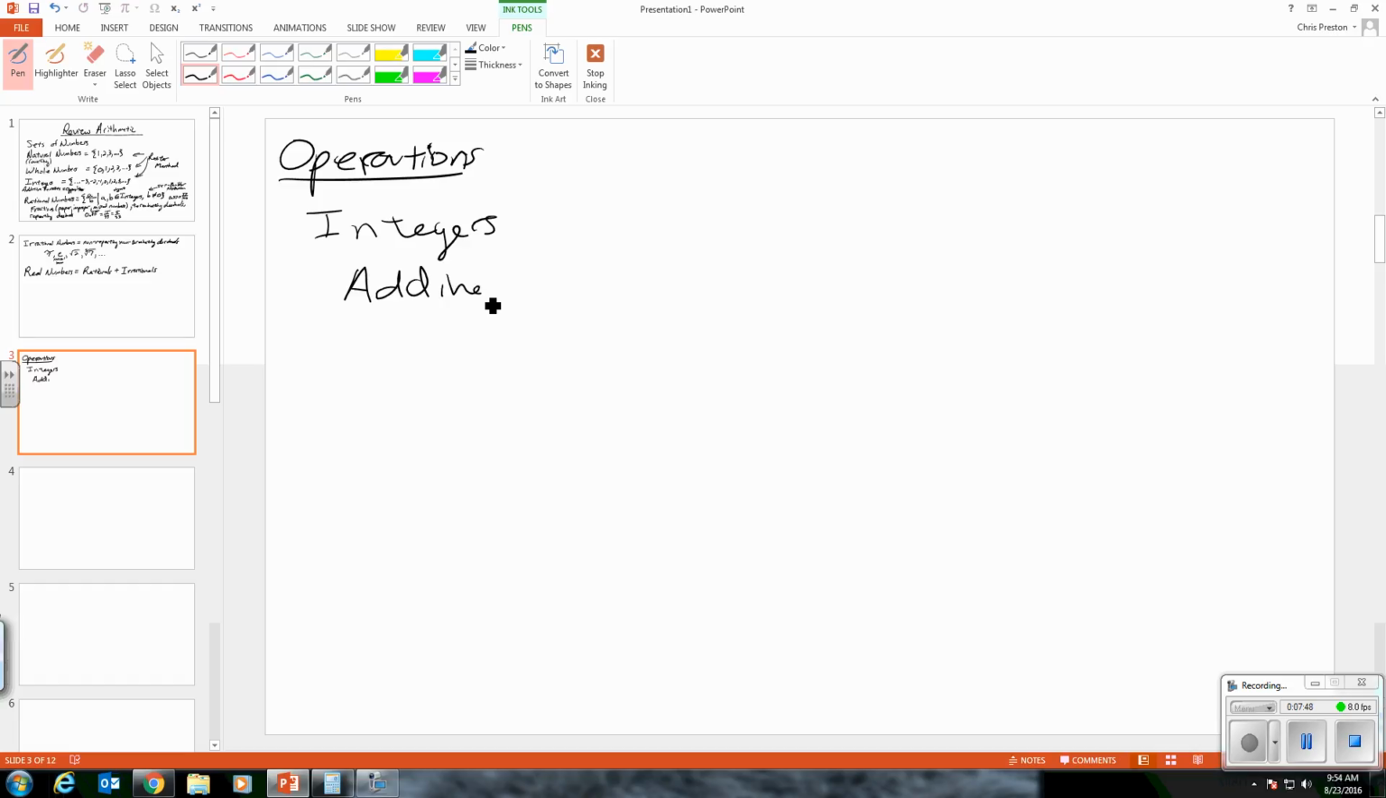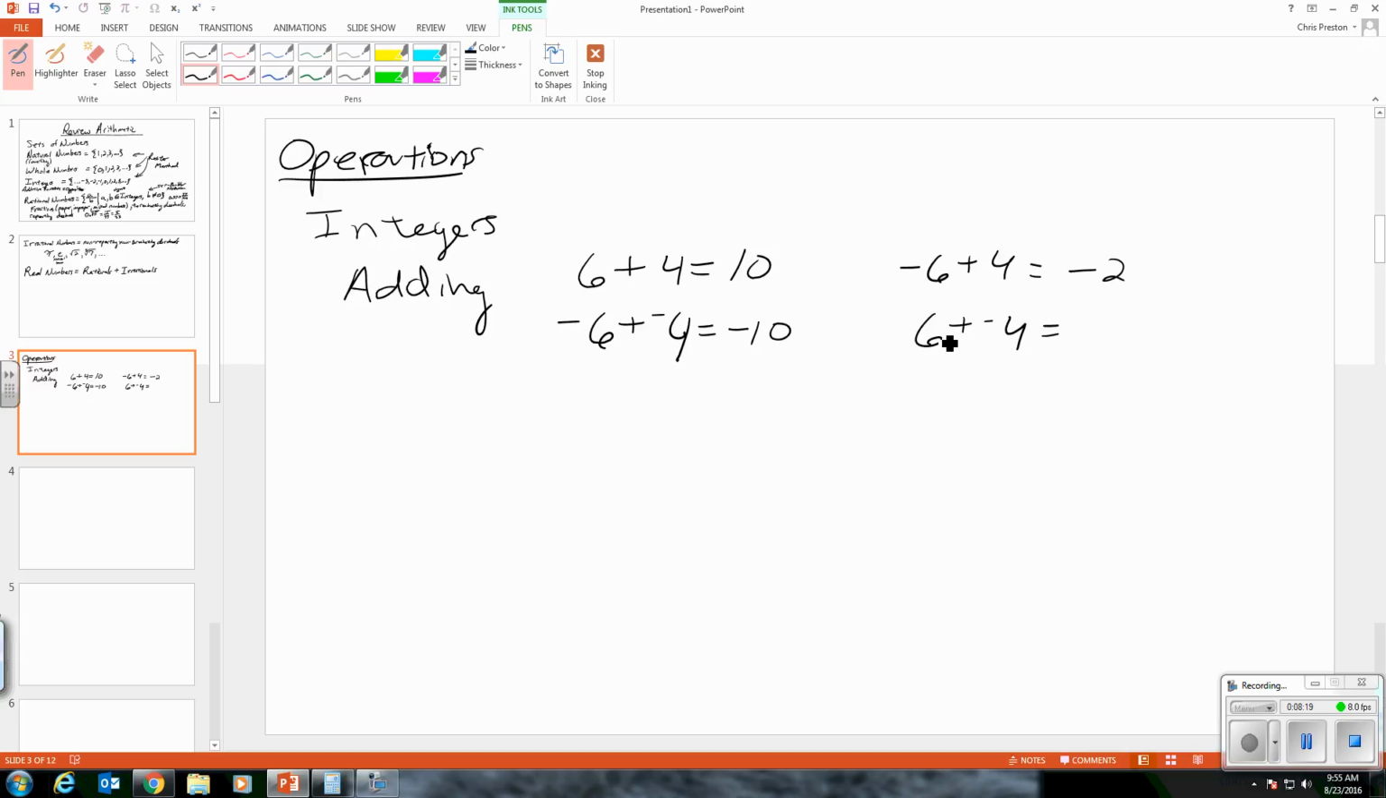and adding. Okay, so if I want to add integers, let's say I have 6 plus 4, negative 6 plus negative 4, negative 6 plus positive 4, and positive 6 plus negative 4. I say, okay, what do I get if I do these additions? Well, 6 plus 4, that's 10. I mean, we all know that. Negative 6 and negative 4 is negative 10. Negative 6 and positive 4 is negative 2. And 6 plus negative 4 is positive 2.